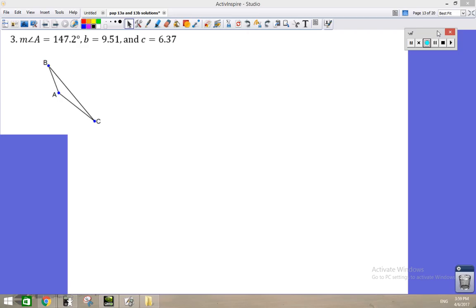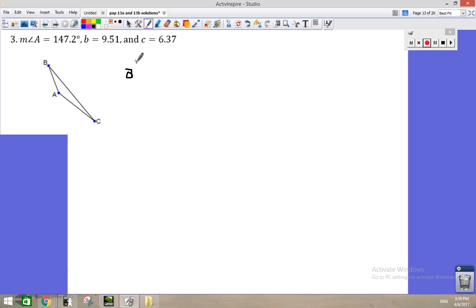We're looking at solving triangles and we're using the law of sines and law of cosines to do it. In this problem, I'm going to have to use the law of cosines. I know that because I'm not given a pair. I have the measure of angle A, but I'm not given the length of A. So I'm going to use the law of cosines. And the first thing I'm going to find is the length A.